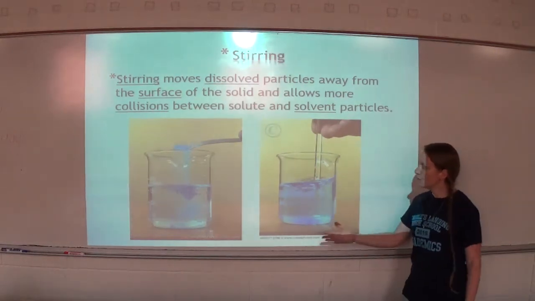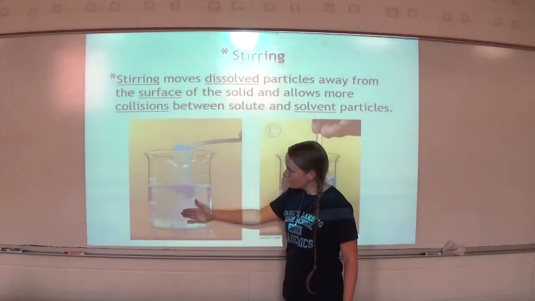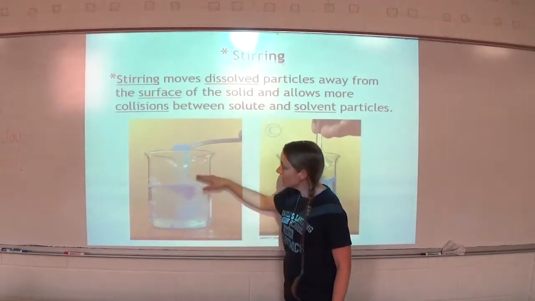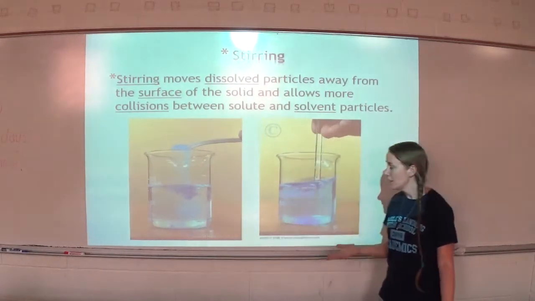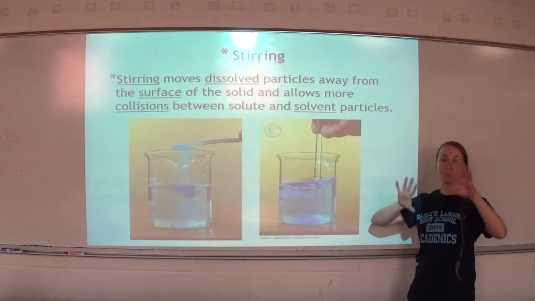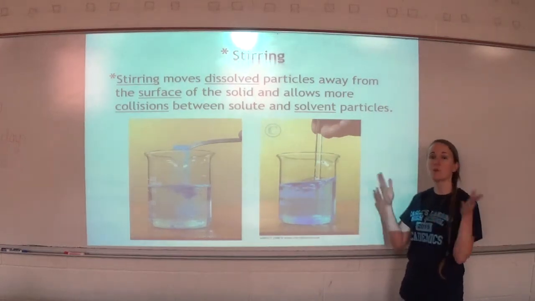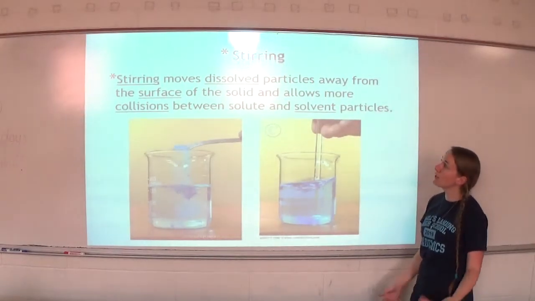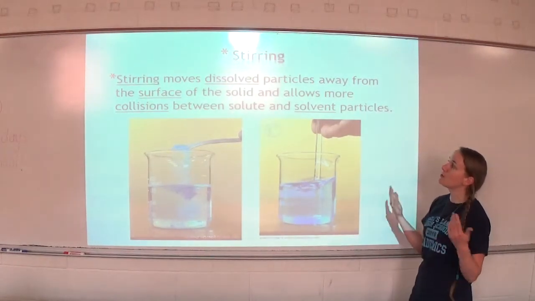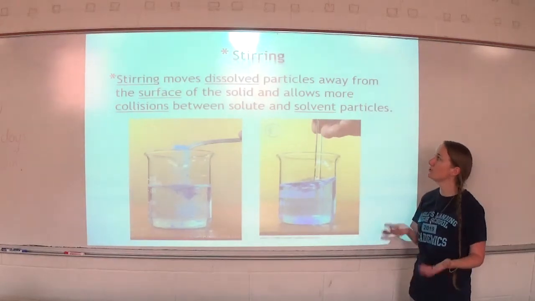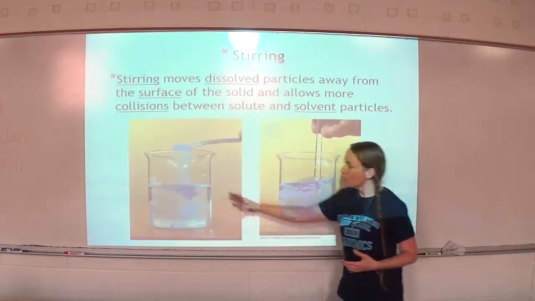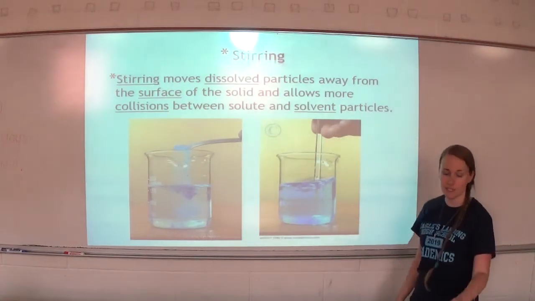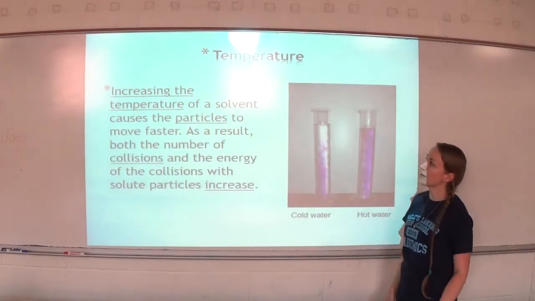Stirring. Remember, if you just dump a solid into a liquid, where's it going to go? It's going to settle right at the bottom. So all this water at the top is not going to be able to help dissolve it. So if you stir it up, you disperse those particles and allow more collisions to occur. So stirring moves dissolved particles away from the surface of the solid and allows more collisions between the solute and solvent particles. Again, you don't want a big clump of the solid just sitting at the bottom. It's going to take a while for that to dissolve. We want to disperse it and spread it out.